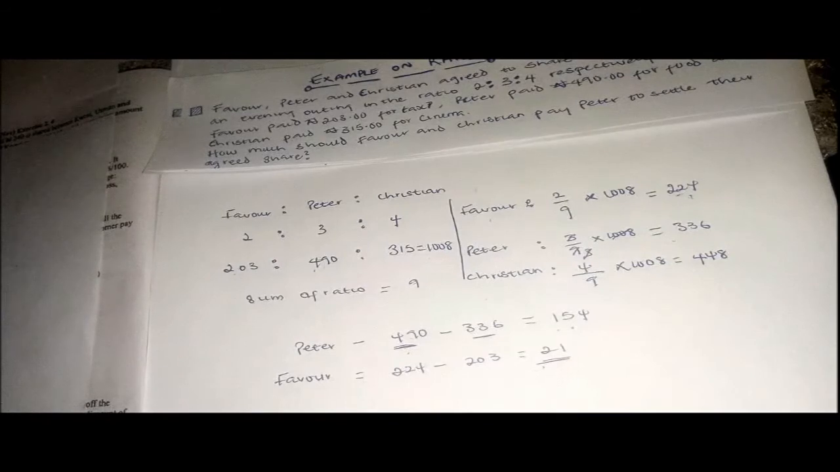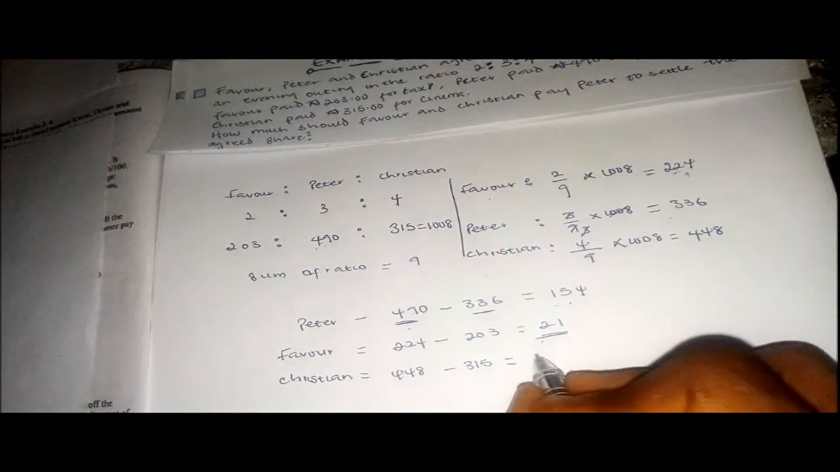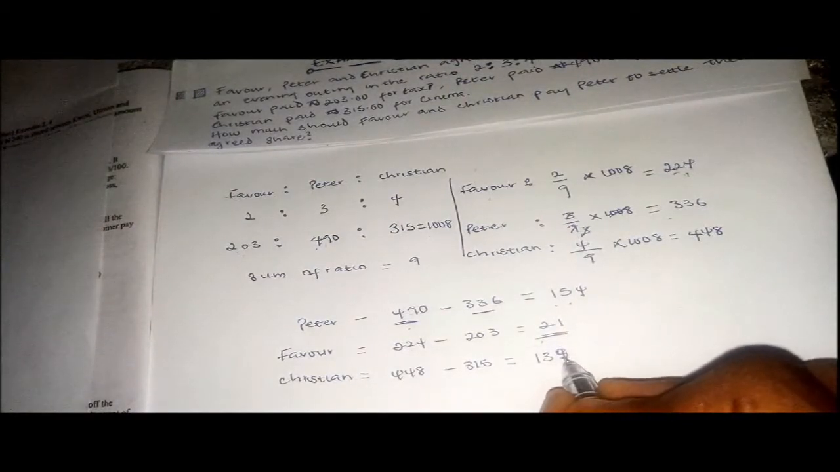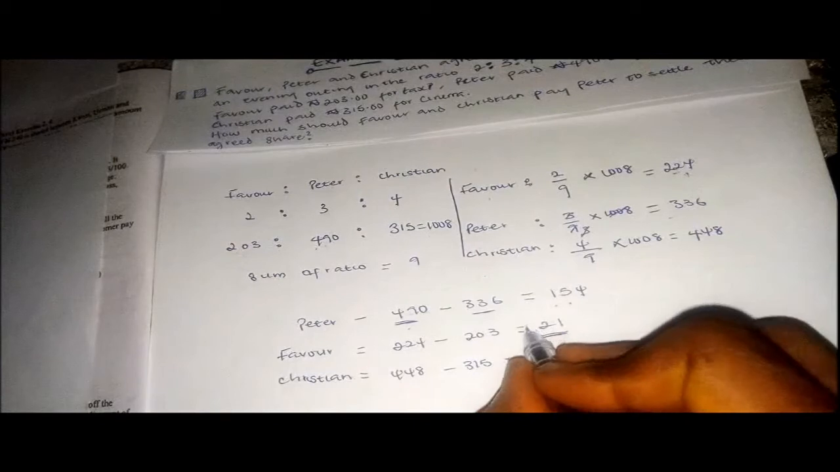Now let's get Christian. Christian spent less too, so we're going to remove that from what he was supposed to spend, which is 448 minus 315, and we get 133. So Favor will pay Peter back 21 naira, and Christian will pay 133 naira.